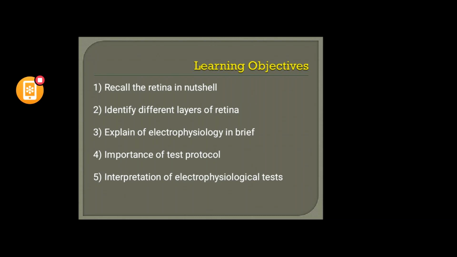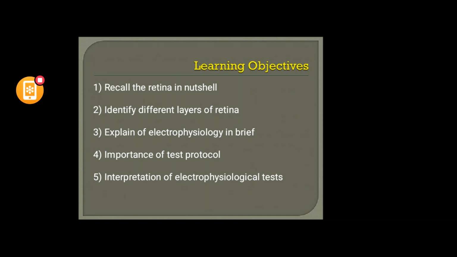So the topic of today, which was told before, is interpretation of the electrophysiological test, and most importantly, those two components, that is ERG and VEP. These two will be covered. And in addition, I would also cover in brief electrooculogram, which is EOG.